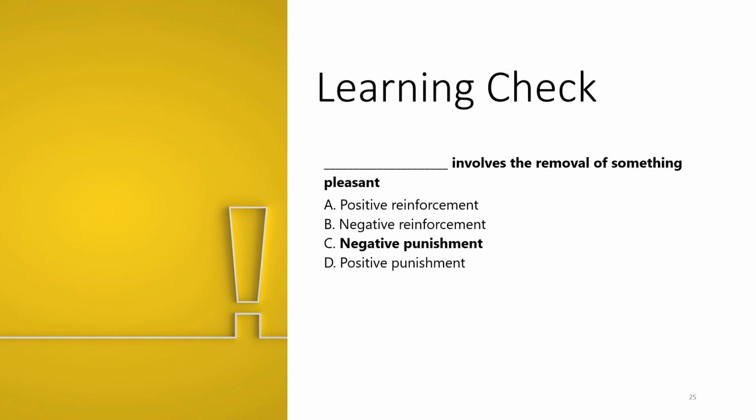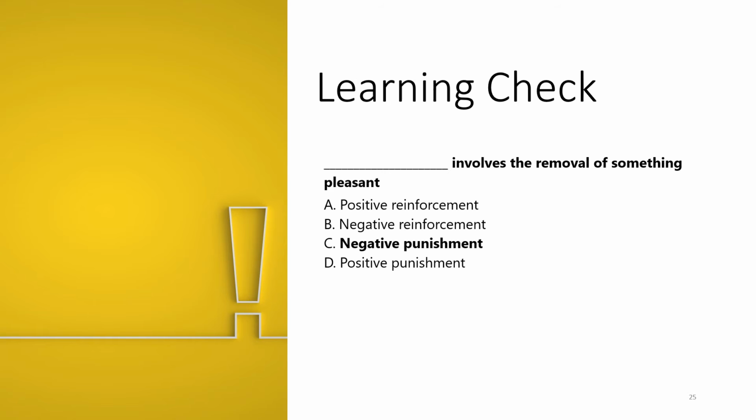If you chose negative punishment, you're correct. Negative because we're removing something, and we're removing something pleasant, which means it's punishing. If you remove something good, something I like, it's not reinforcing. In other words, remember, reinforcement means there's an increase in behavior. And if there's an increase in behavior, it's not because you took away something I like. It's because you took away something I don't like.